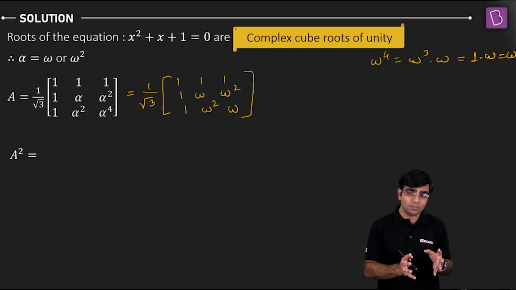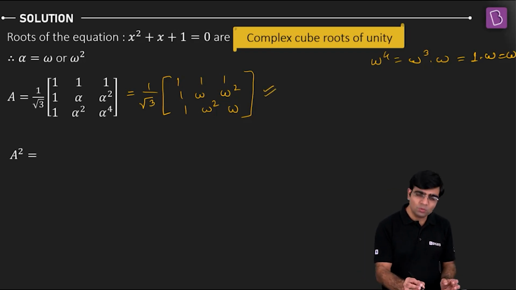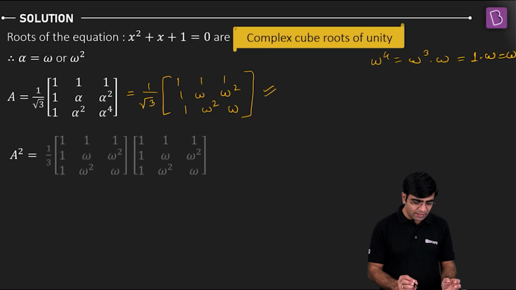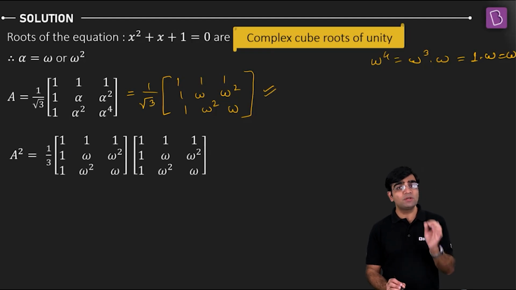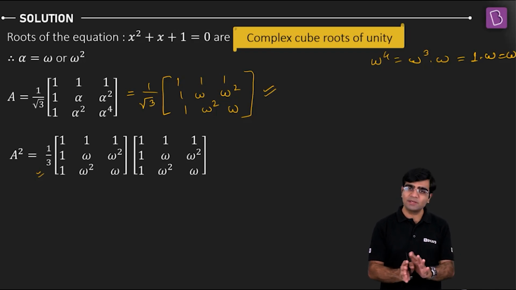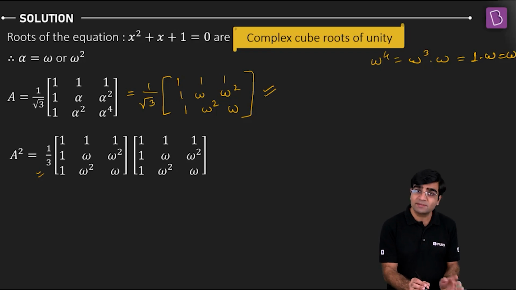A square will be nothing but the product of this matrix 2 times, that is A into A. If I plug in the value of matrix A, this is what I get. 1 by root 3 into 1 by root 3 will make it 1 by 3. Sorted. And then this matrix is multiplied 2 times. Perfect. Now let's quickly see how the product of this particular matrix behaves. Okay, so 1 by 3 remains here.